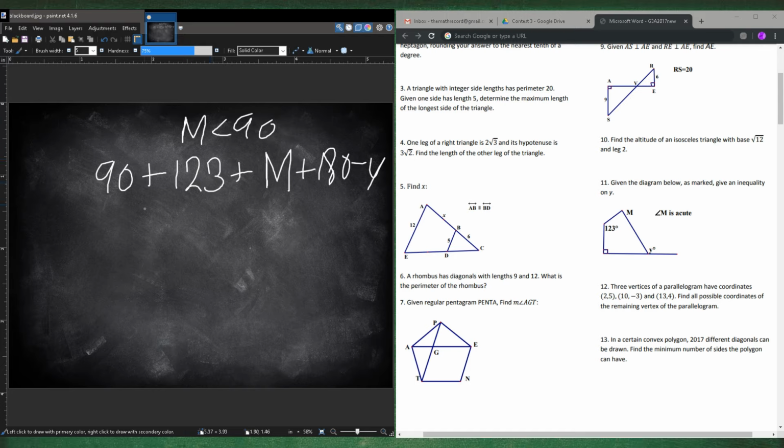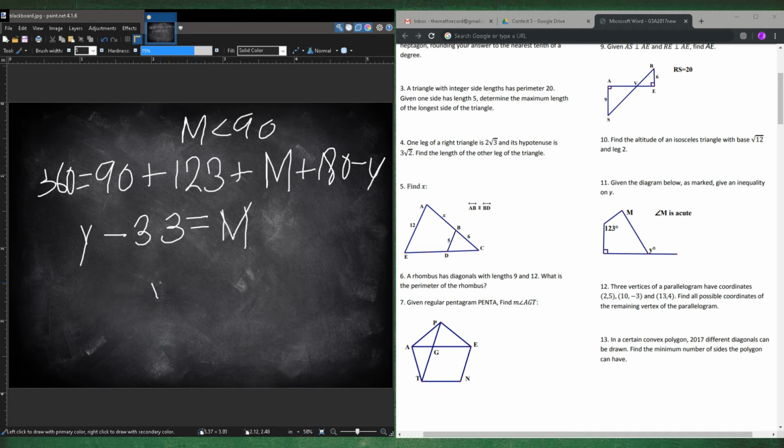So they all had to add up to 360, basically. So using a calculator, 360 minus 90 minus 123 minus 80 minus 180 minus y is equal to... minus y is equal to y plus 33. Oh wait, sorry. Y minus 33 is equal to m.